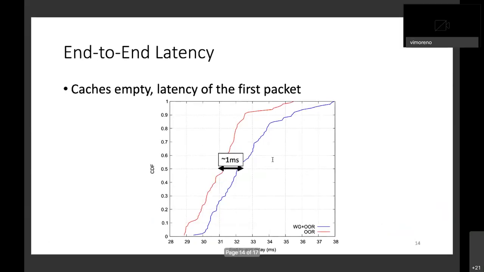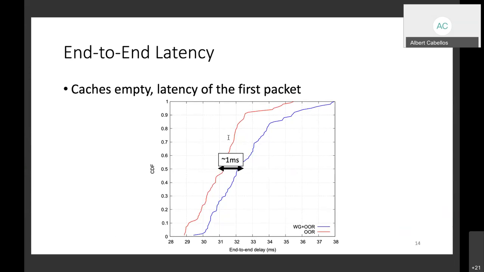Okay, so just super quickly on performance, and I believe one of the plots is quite relevant. This is the CDF of red, standard OOR, and blue, WireGuard plus OOR, for the end-to-end latency, meaning all the caches are empty, and then you have the map request, map reply, map notify, send the packet, and the latency goes until the first packet arrives. And the cool thing here is that the difference between the two is just 1 millisecond on average. So it's quite a good overhead in order to obtain the benefit of security.